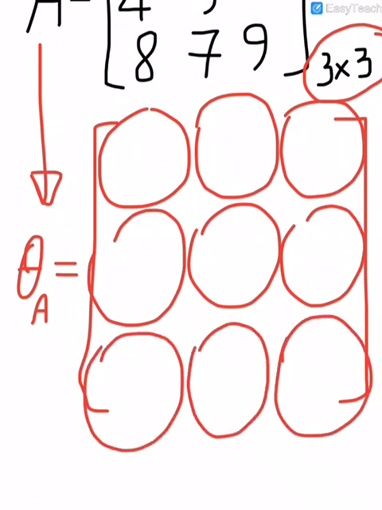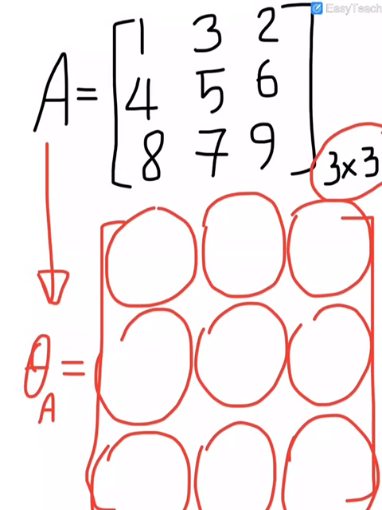Okay, so it's a 3 by 3 matrix. Now the first element of the matrix is the first row and the first column. So now you do like this. You come to the first row and first column of the matrix A, which is 1. And you put a line through the row and the column of this number.